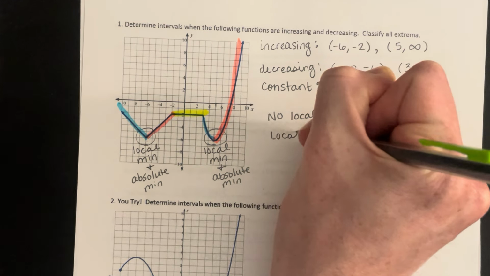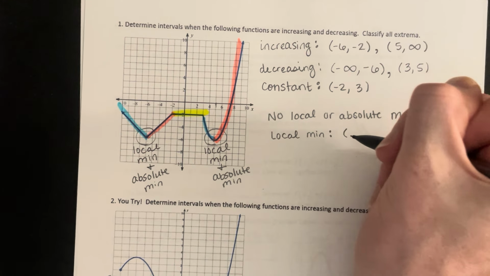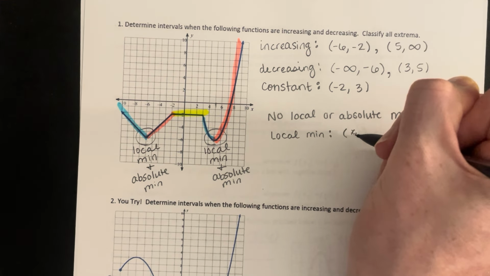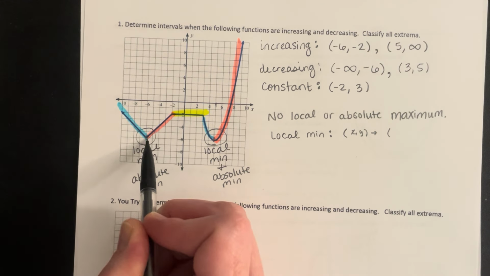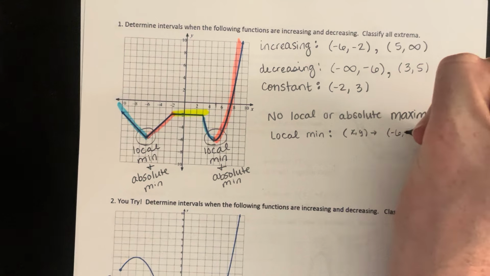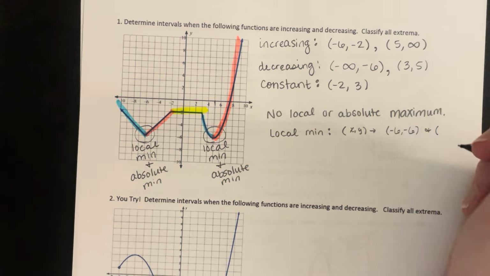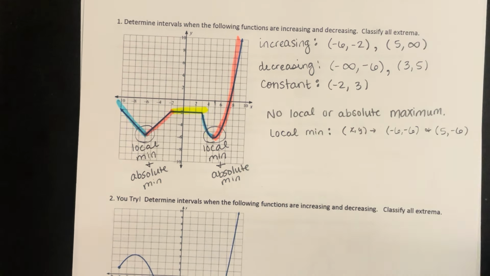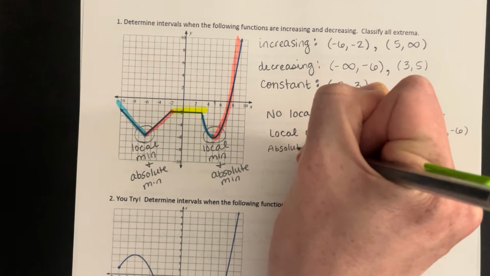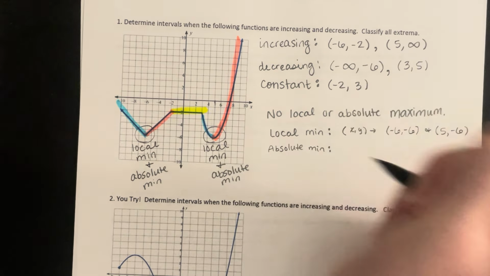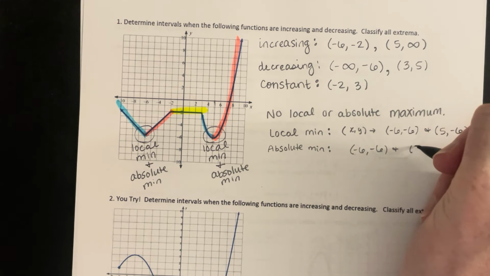If we described all the local minimums, in shorthand, I'm just going to abbreviate the coordinate. So this is an XY coordinate. That would be at (-6, -6), and then there's another one at (5, -6). There's also an absolute minimum that is the same, at (-6, -6) and at (5, -6).